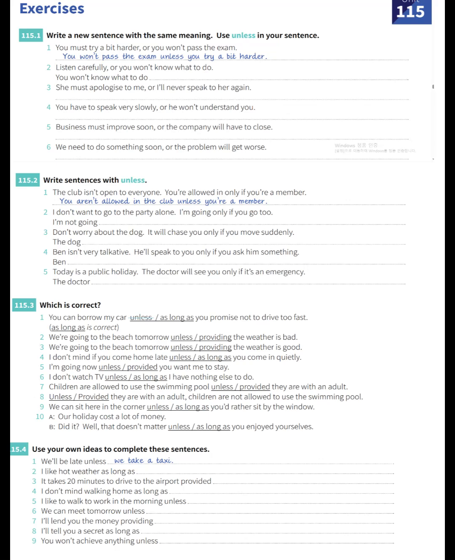So the last one says you won't achieve anything unless. So the sentence has to be positive. Remember, it has to be in present tense and it has to be positive. You won't achieve anything unless you try it. Or you won't achieve anything unless you work hard. Work hard to achieve something. So it can either be you won't achieve anything unless you try it, or you won't achieve anything unless you work hard.